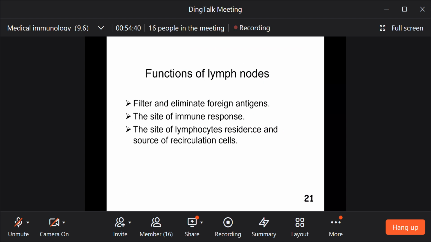And here we can see the summary of the function of lymph nodes. Filtering and eliminating foreign antigens, being the site of immune response, the site of resistance, and the source of the recirculating cells.